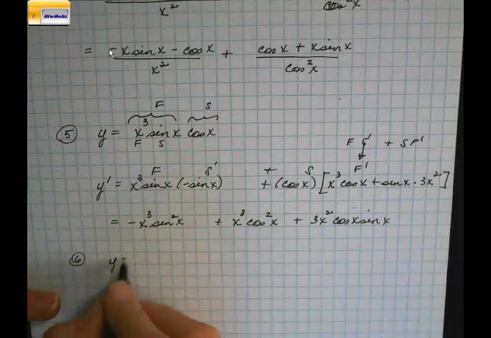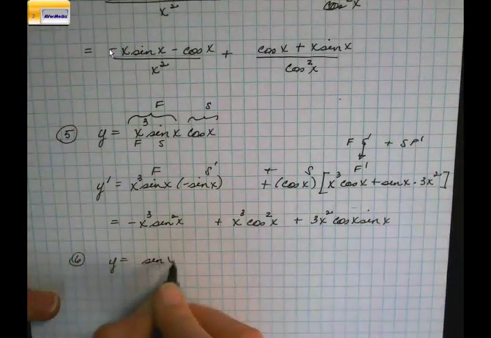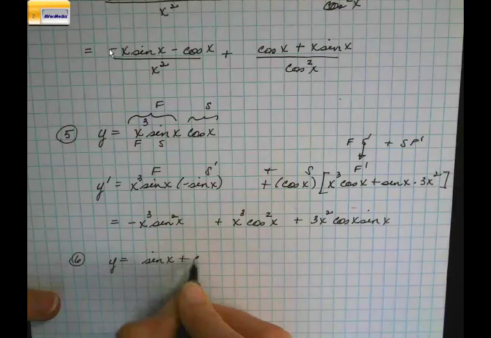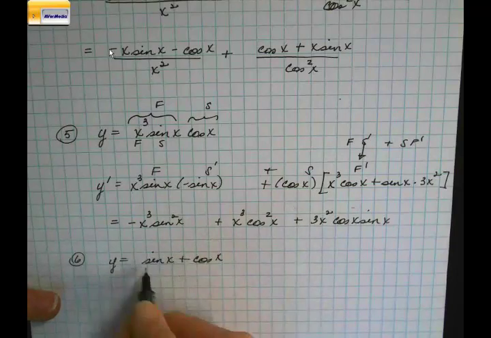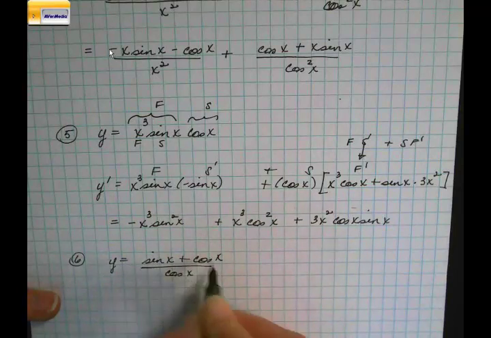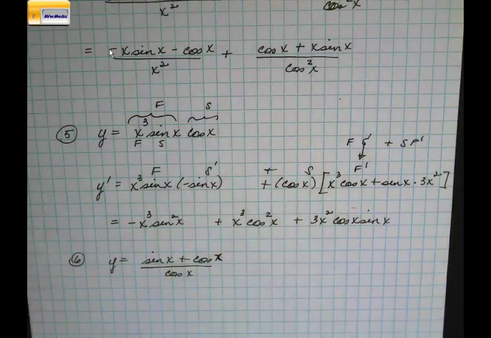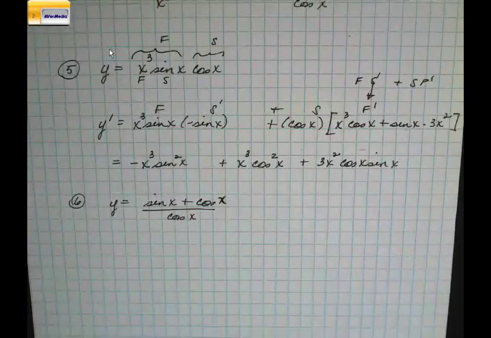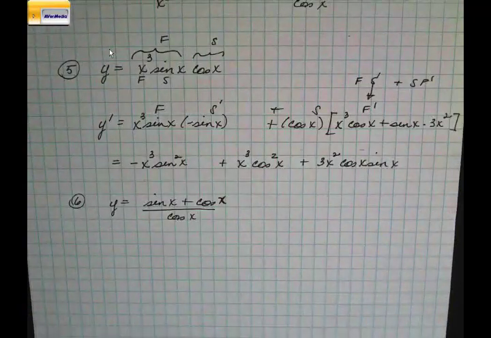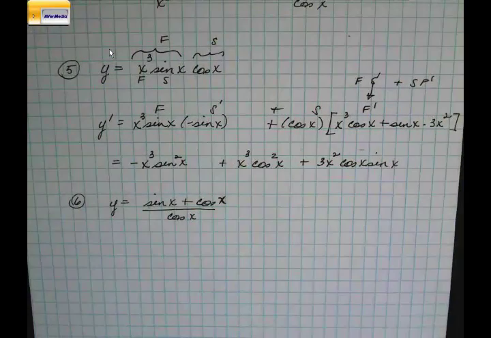Okay, this one's actually not very hard. It's kind of neat. Suppose you have (sine x plus cosine x) over cosine x. Now, there's definitely two ways of doing this one. Your first thought is probably the quotient rule: the bottom times the derivative of the top minus top times the derivative of the bottom, divided by the bottom squared. But can you see something else here?